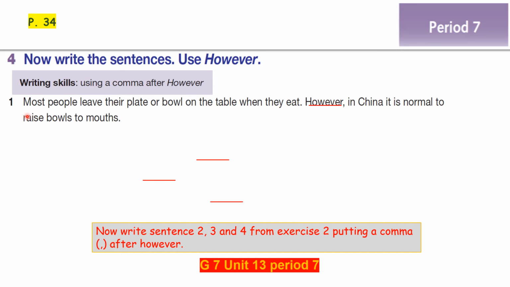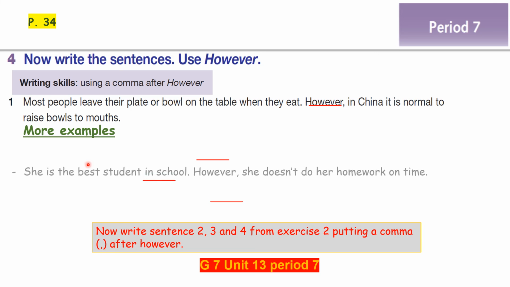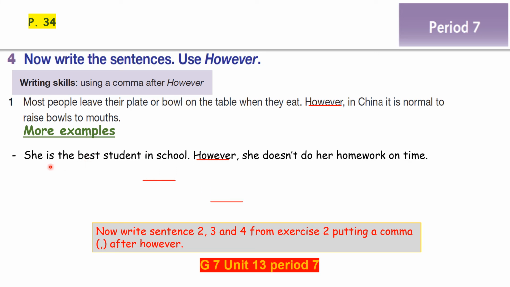1. Most people leave their plate or bowl on the table when they eat. However, in China it is normal to raise bowls to mouths. Notice the comma here after however. This example was taken from exercise 2, page 34. Look at those extra examples. 1. She is the best student in school. However, she doesn't do her homework on time.